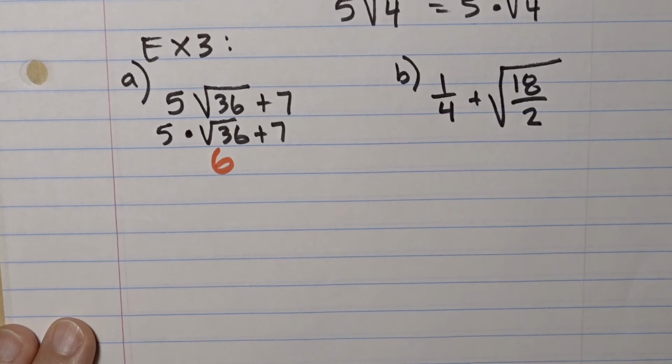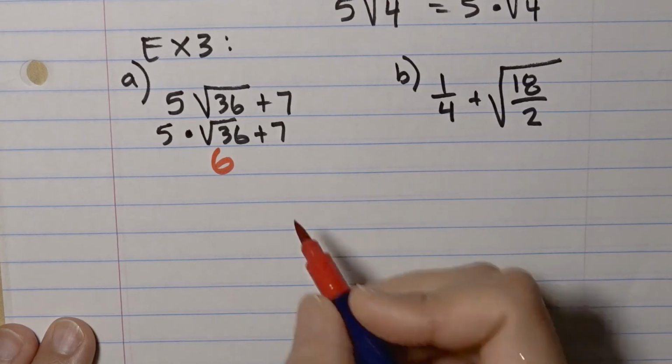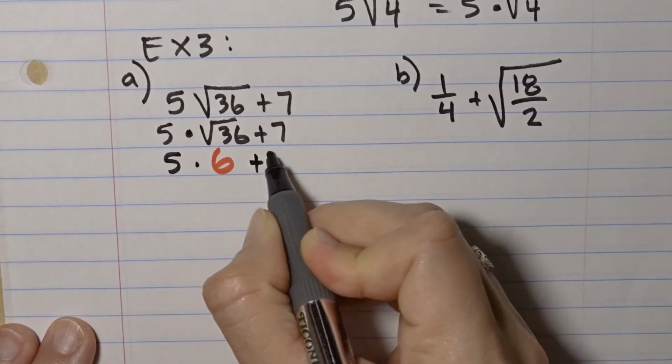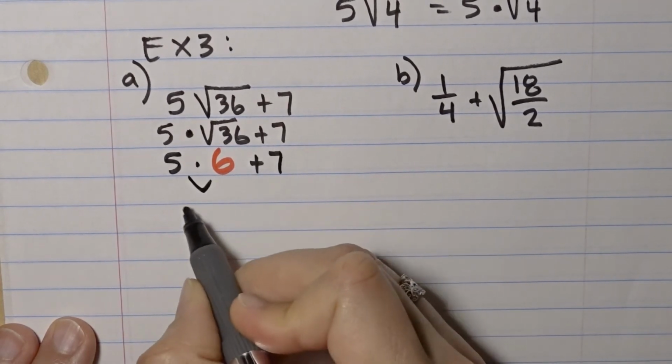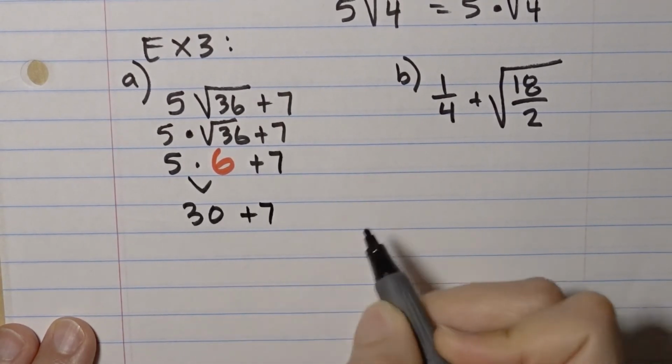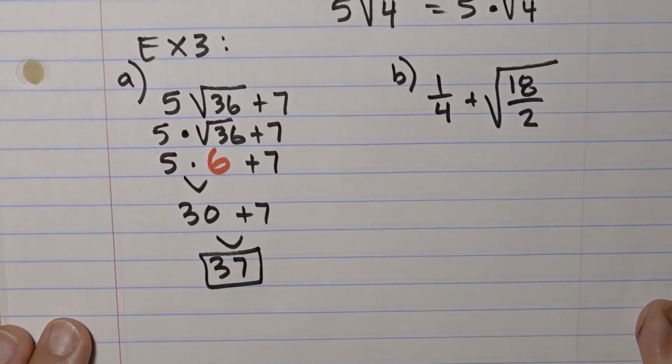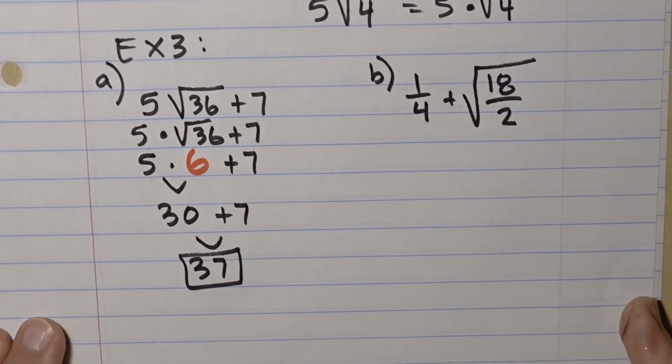Once you've evaluated the square root, you do not need to put the square root back on. We've already answered the question, and that answer is 6. So now we can go ahead and finish the rest. That makes this 30 plus 7 for a total answer of 37. All right, let's look at the next one.